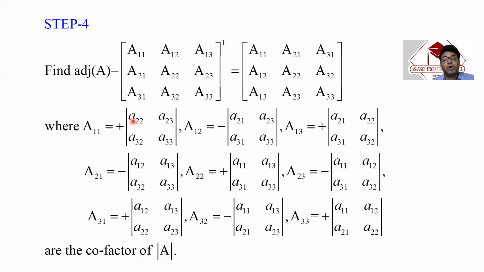Sorry, all these are the 9 cofactors of determinant A. After getting all 9 cofactors, just substitute here, then transpose it, and you will get your adjoint. Clear? So this is all about the step of adjoint.